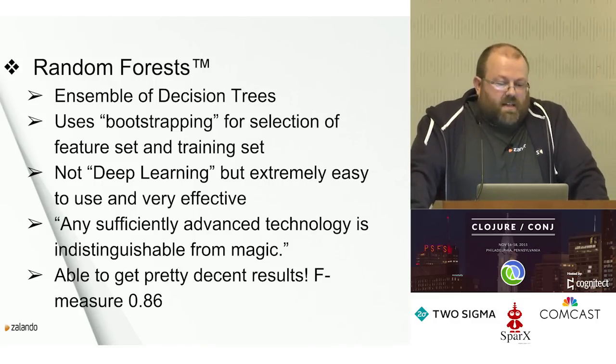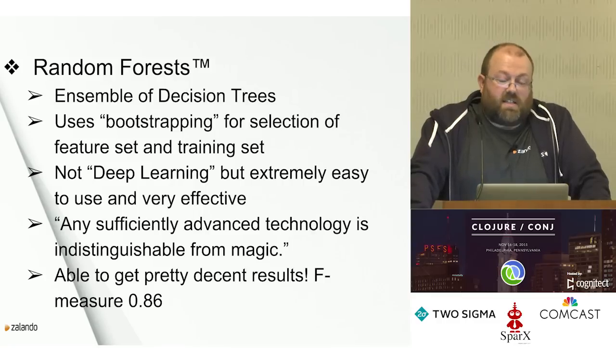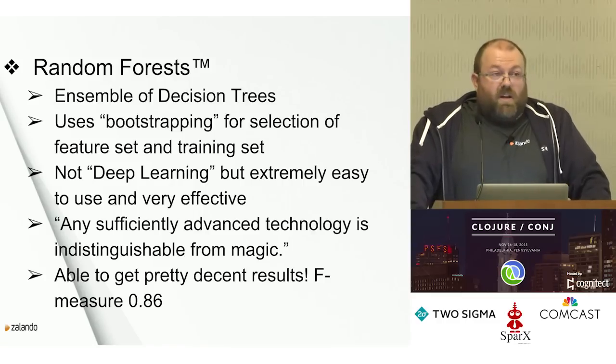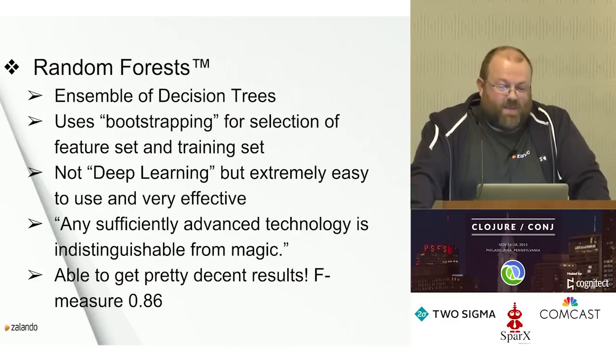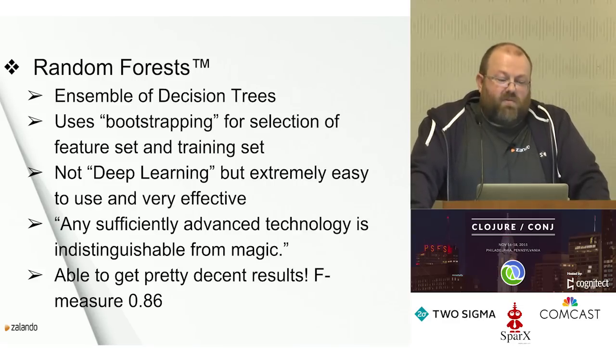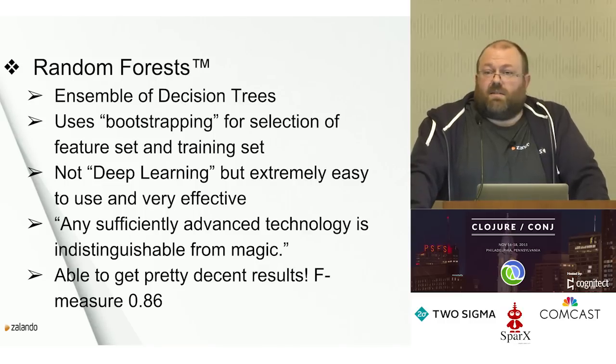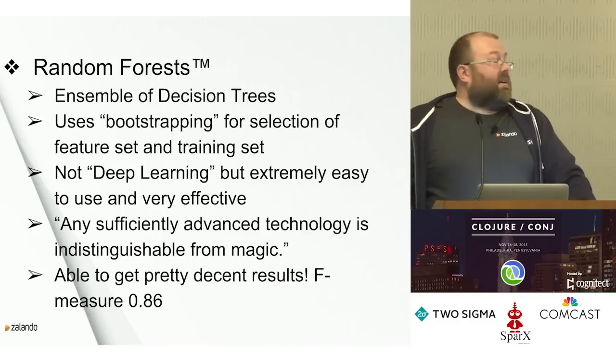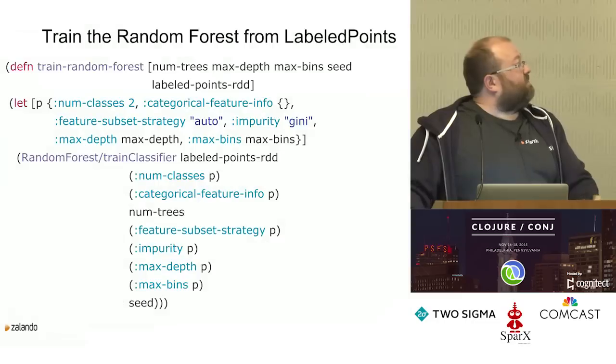Arthur C. Clarke once said, any sufficiently advanced technology is indistinguishable from magic. For me, random forests are the closest thing to magic going. Even with our crappy, unfiltered bag of words, we were able to get pretty good results with the random forest classifier, an F measure of like 0.86 on that huge, indiscriminate bag of words.